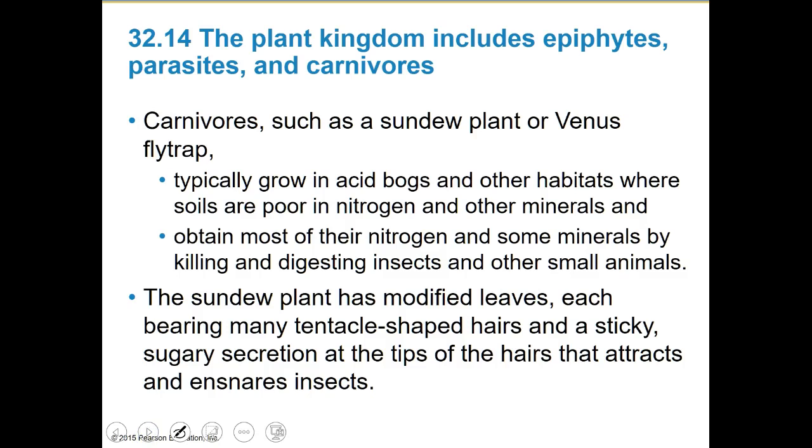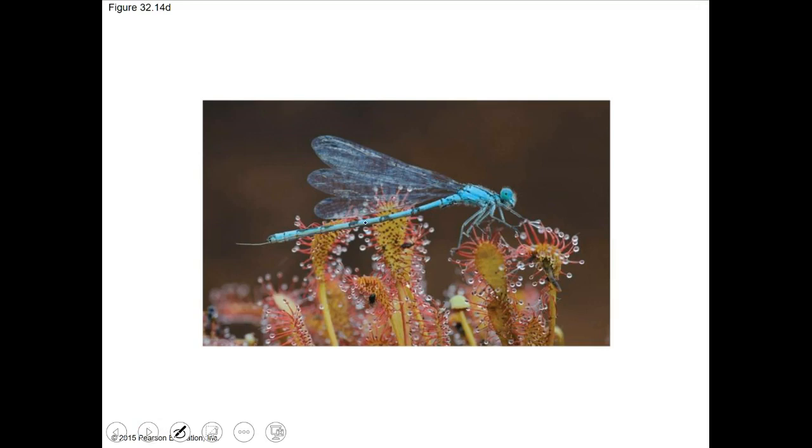Again, we have our carnivorous plants, just to give a little more understanding here. We've got carnivores like a sundew plant or the Venus flytrap. They typically grow in acid bogs and other habitats that don't have nitrogen. So they obtain most of their nitrogen and some minerals by killing and digesting insects and some small animals. The sundew has modified leaves with tentacle-shaped hairs with a sticky, sugary secretion that traps and ensnares insects. Very dramatic, but look what it looks like. It's so sticky that the more these little guys fight to get away from it, the more it entraps them.